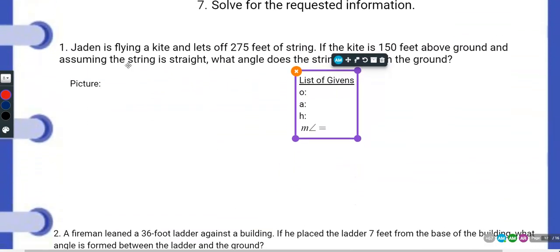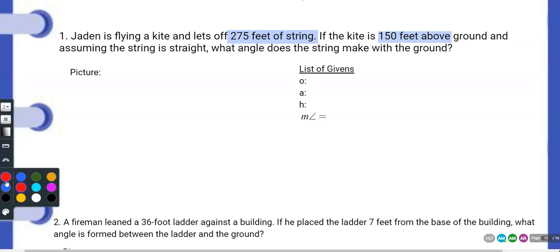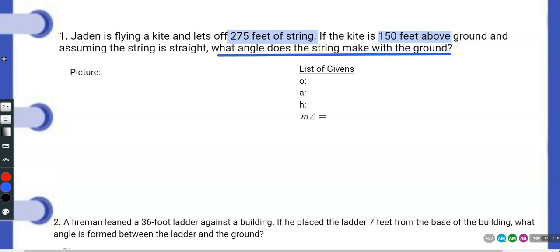Same steps. Jaden is flying a kite and lets off 275 feet of string. If the kite is 150 feet above the ground, and assuming the string is straight, what angle does the string make with the ground? So again, Jaden is flying a kite and he lets off the string. We know the string is going to be diagonal, and the kite is 150 feet above the ground. They want us to find out what angle the string makes with the ground. In this case, we are not going to worry about Jaden's height. We will worry about that later. But in this one, we're going to pretend like he's sitting on the ground.